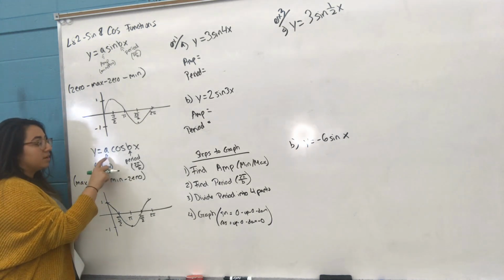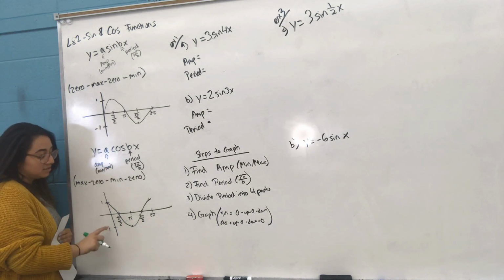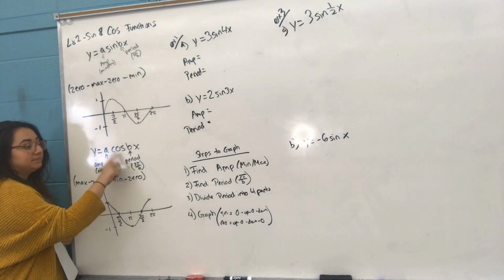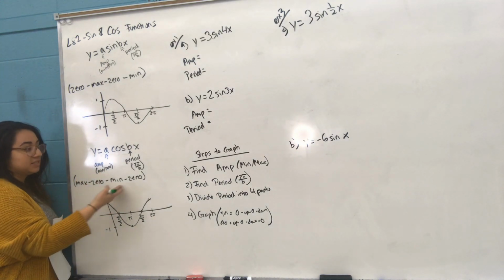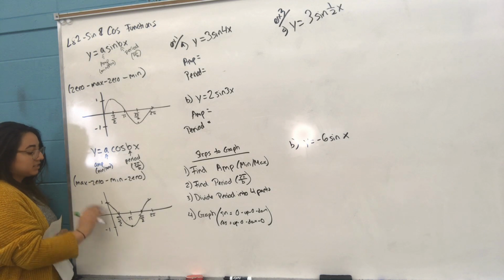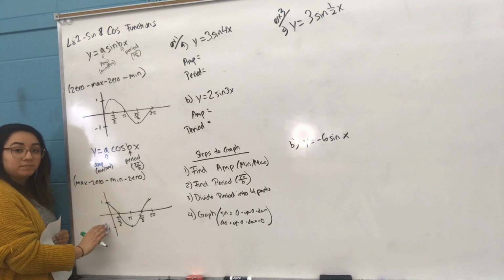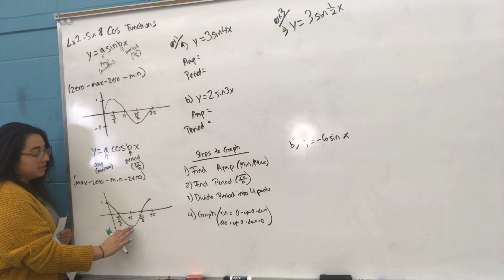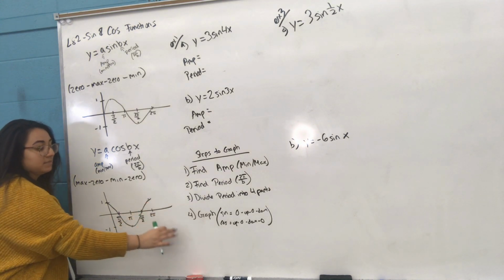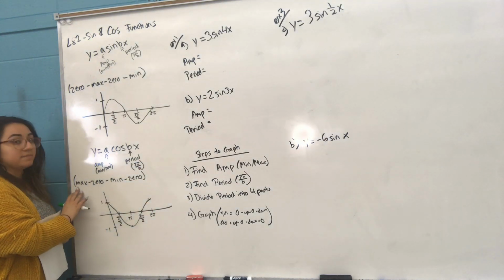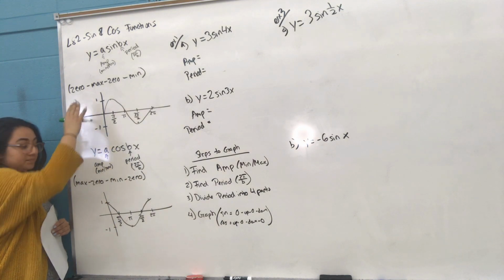Cosine, same thing. The number in front is the amplitude, so that's your max and your minimum point. But with cosine you start at a different pattern. You start at the max point instead of 0: max, 0, minimum, 0, max, 0, minimum, 0, etc. So this one starts at your max point, this one starts at 0.